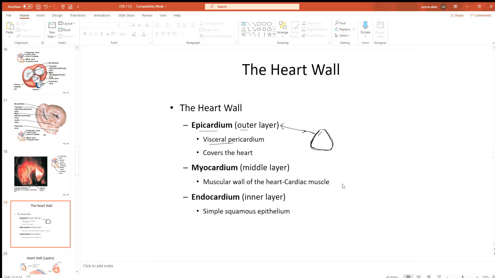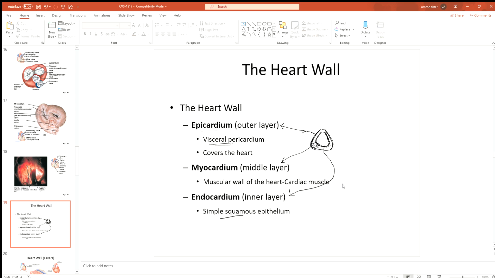Then the middle layer is a thick muscular layer. In the ventricle, the muscular layer is thicker. So this is the thick middle layer, which is the muscular layer, called the myocardium. And then on the inner surface of the wall, that means around the cavity, you have a thin simple squamous layer that is called endocardium. Endo means inside, right? So epicardium is actually the visceral layer of pericardium. Then the middle muscle layer, cardiac muscle, okay, and the inner endocardium, simple squamous, that means a single layer of flat cells.